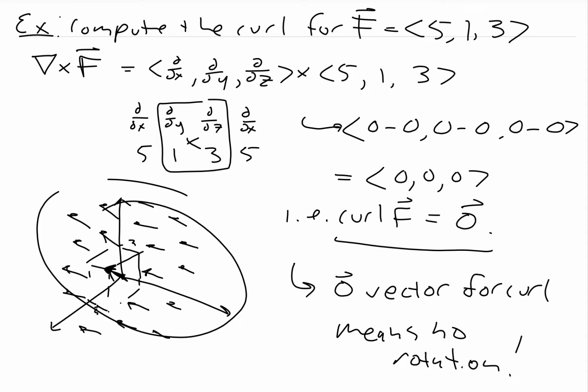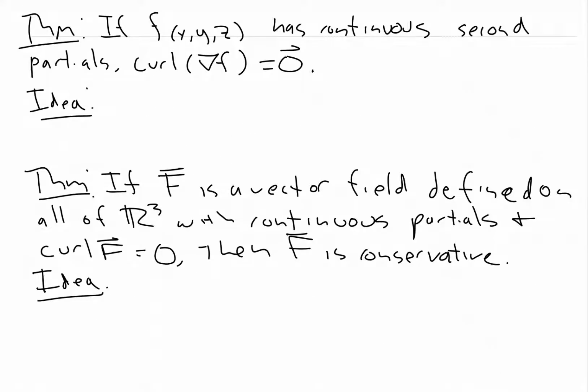I'll move on just to hit a couple of theorems about this quantity that we've learned how to compute. One, if you've got a continuous scalar function with continuous second partials, we can't take curl of scalar functions, we take curl of vector fields, but the gradient function is a vector field. If you take the curl of a gradient, you get the 0 vector back.